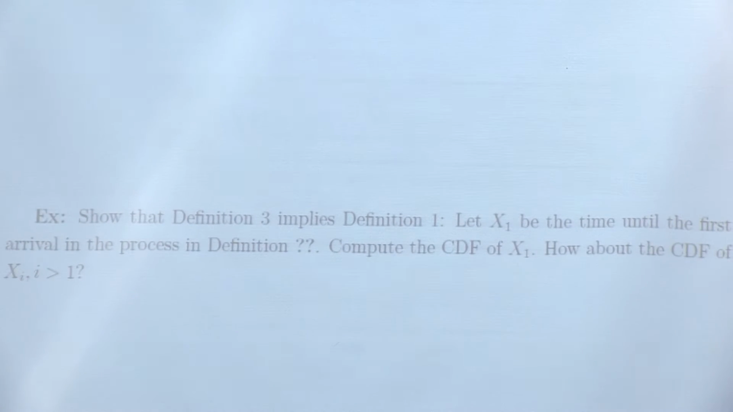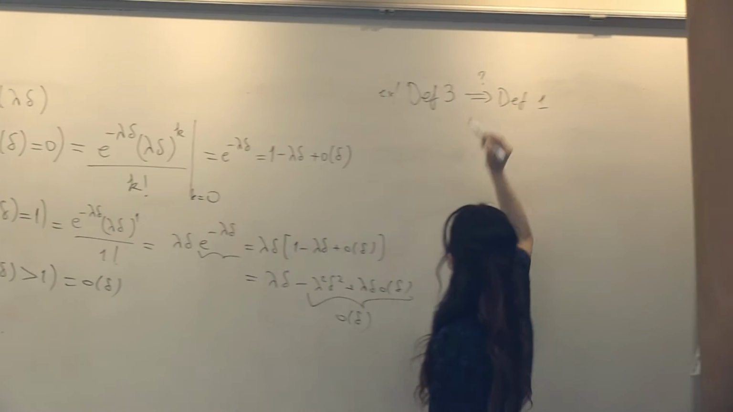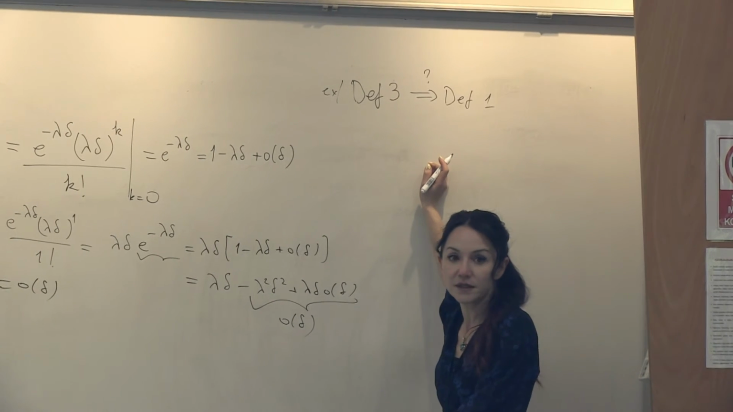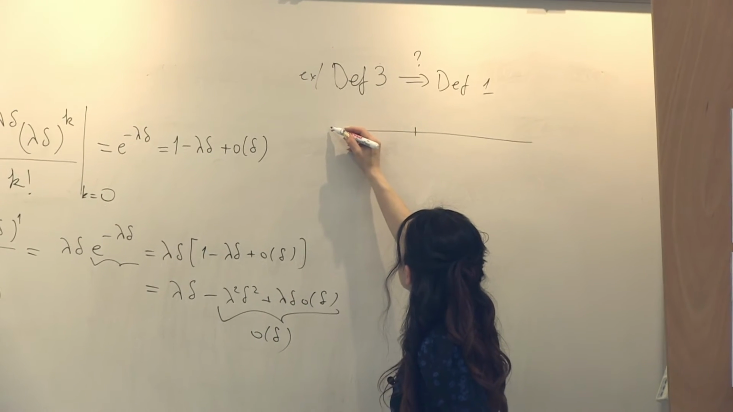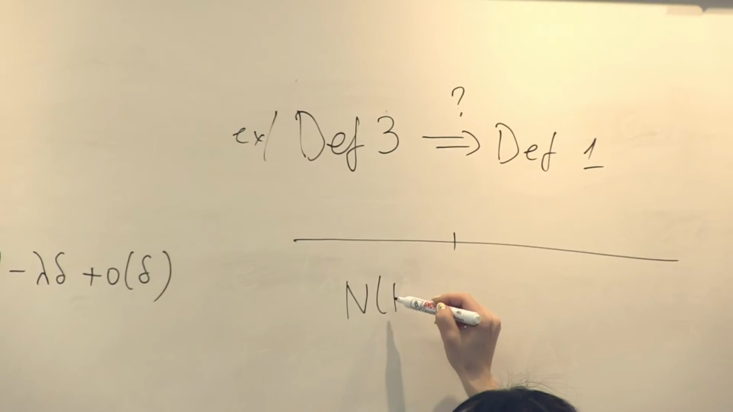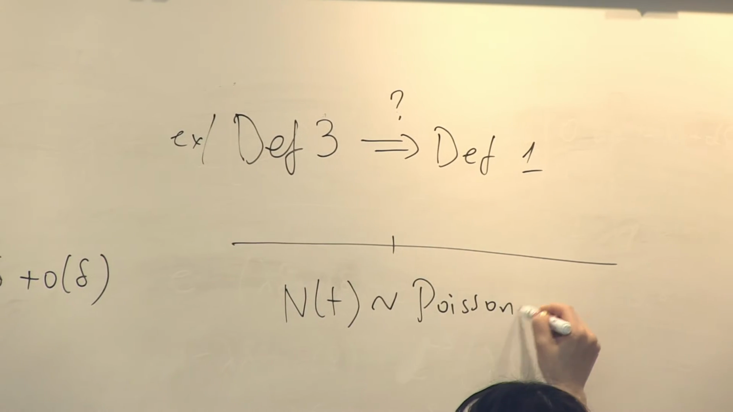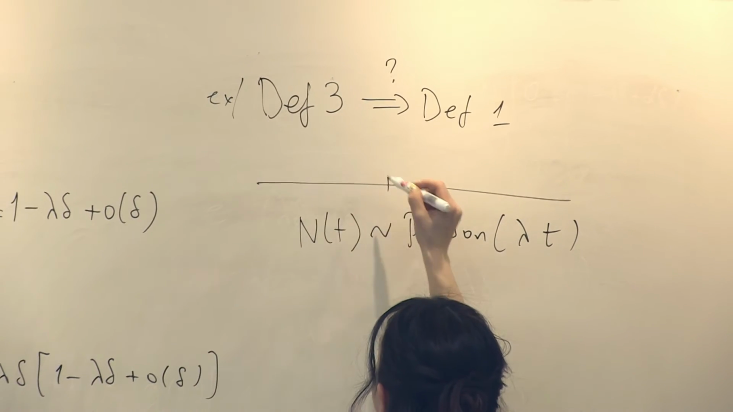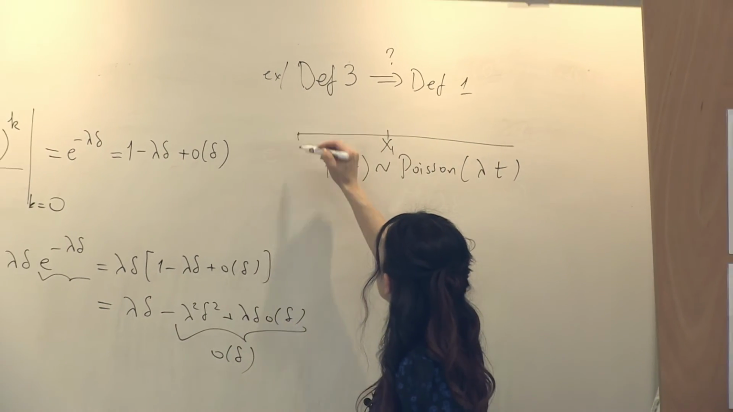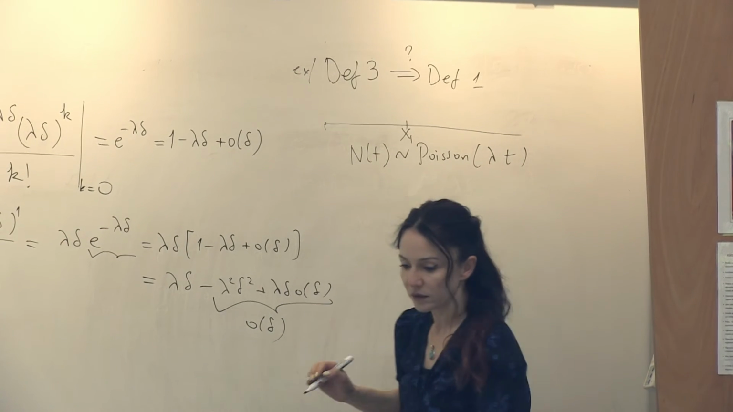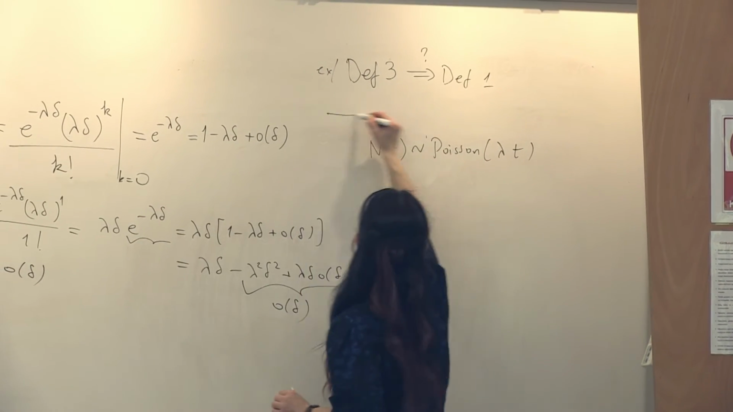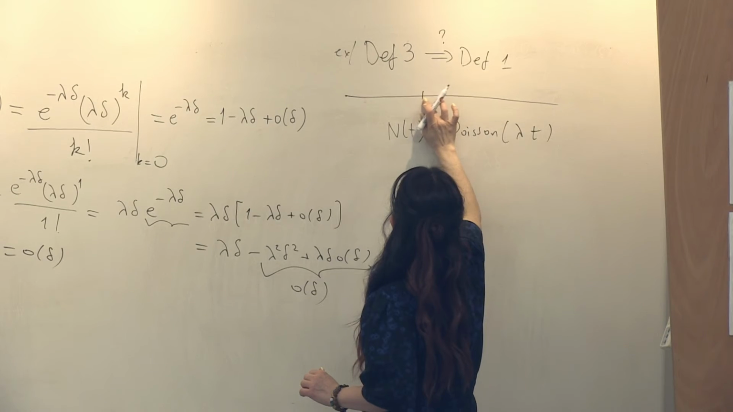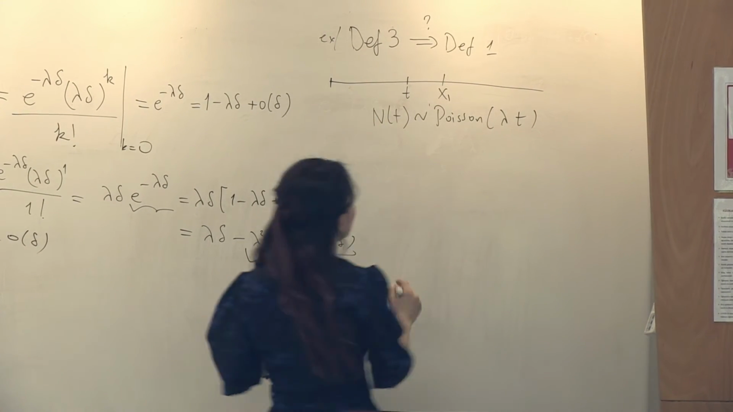Let's show that definition 3 implies definition 1. So, what does definition 3 tell us? Definition 3 tells us that N of t is Poisson with mean lambda t. Suppose this is time t, and this is x1, the time of the first arrival.